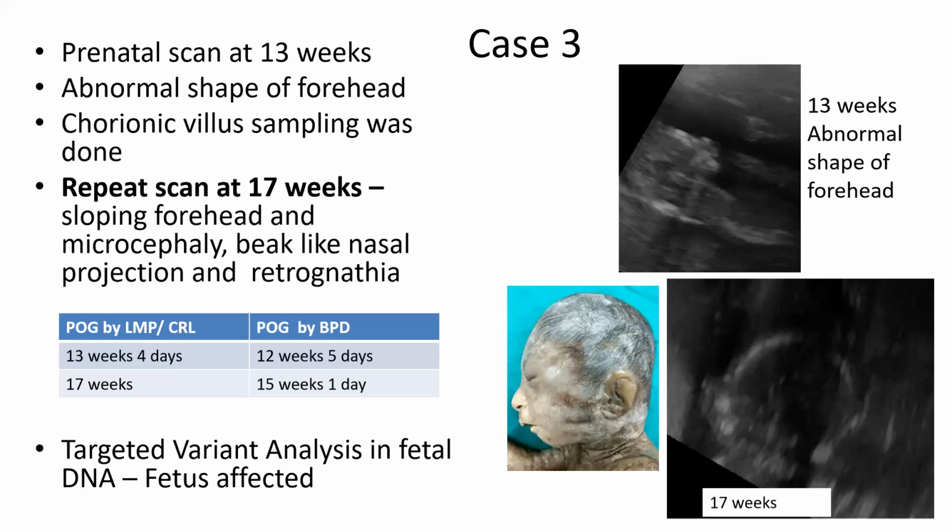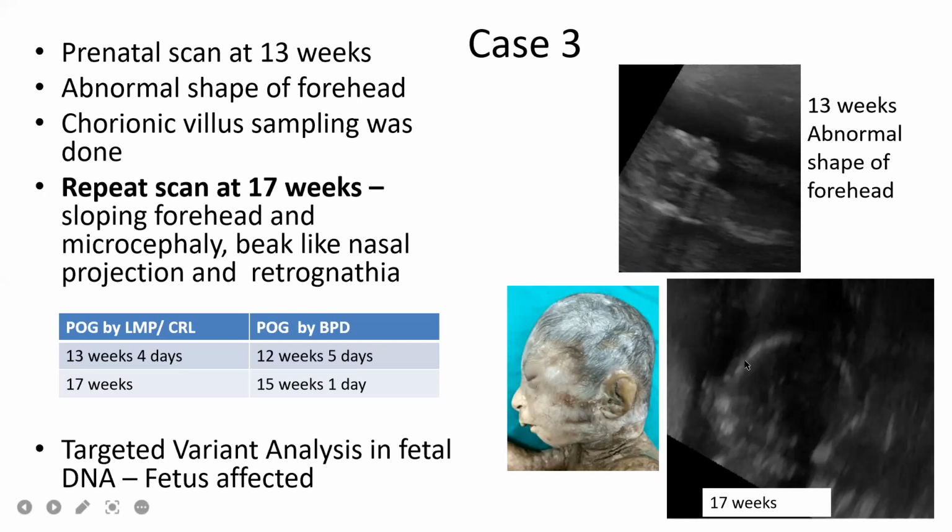They came for chorionic villus sampling. The scan was done at 13 weeks of gestation, and here we can see that at 13 weeks only there was a slightly abnormal forehead. Then chorionic villus sampling was done, and the sample was sent for targeted CENPJ gene variant testing. Then a repeat scan was done at 17 weeks of gestation, and here we can see the baby has similar facial findings like the previous baby.